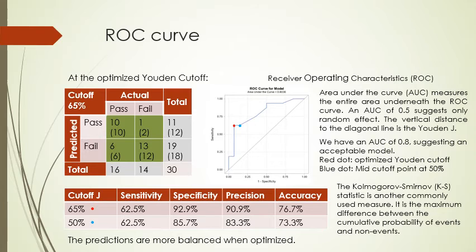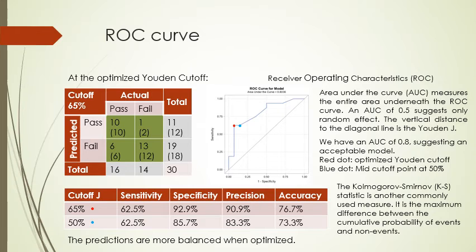The area under the curve, AUC, measures the entire area underneath the ROC curve. An AUC of 0.5 suggests only random effect. The Youden J is the vertical distance from the curve to the diagonal line. In the example, we have an area under the curve of 0.8, suggesting an acceptable model.